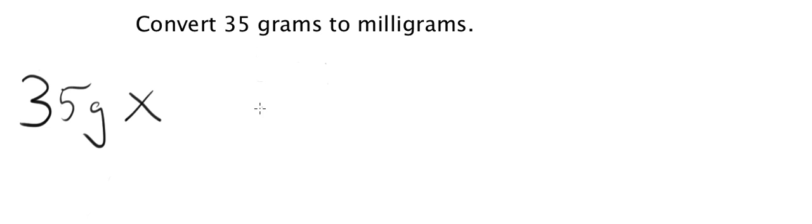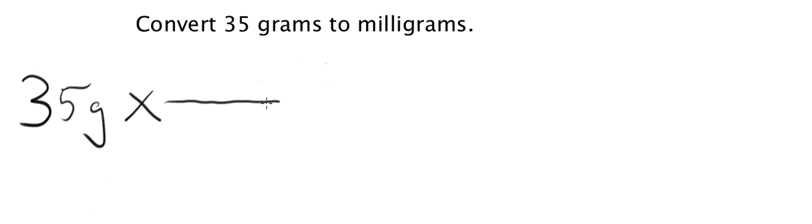So we're going to convert 35 grams to milligrams. We're going to start by writing out what we're given, which is 35 grams. And when we do metric conversions, we're always going to use multiplication.